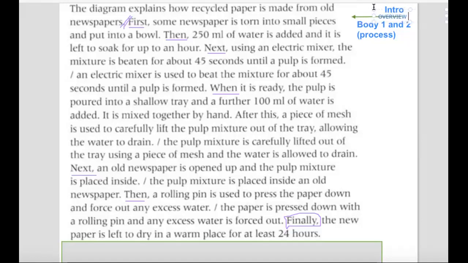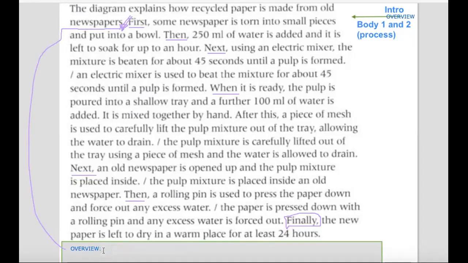If you leave it out, if you forget to do this, you're going to lose marks for your task achievement criteria. Okay, so even for a process, we must have an overview. For processes, this must go after the introduction. So let's have a look at what we could write for the overview here at the bottom. So it doesn't go at the end. We want to put it after the introduction. So it would go in over here.